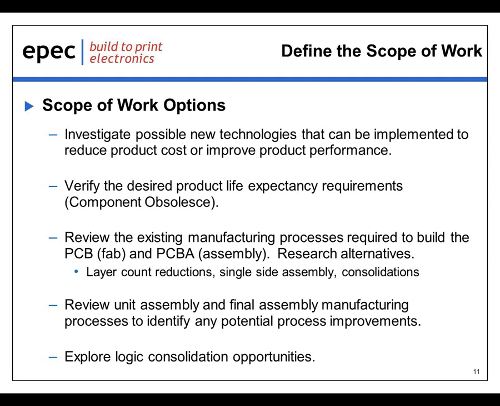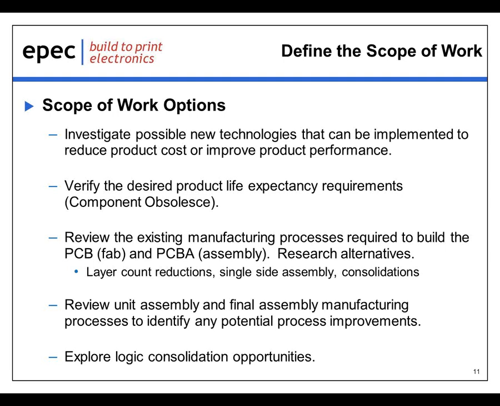We want to look at the existing manufacturing processes that are required to build the existing board, whether it's the bare board or the assembly, and look for alternatives. We have customers whose products have been in circulation for 5 or 7 years, and now they're trying to address obsolescence issues or whatever. There's a lot of new technology out there, whether it's in board fab, such as blind and buried vias and HDI technologies, etc., where we can actually leverage those new technologies with the right forethought and drive layer count reductions.